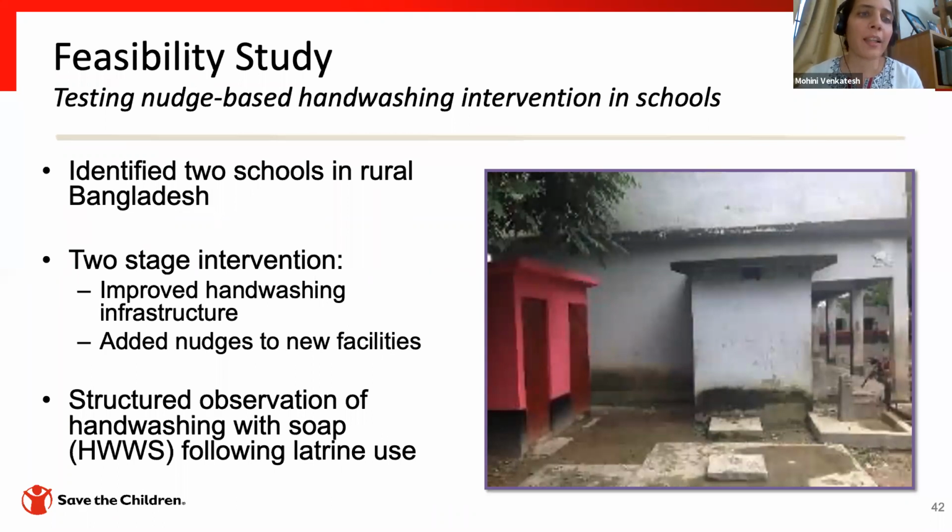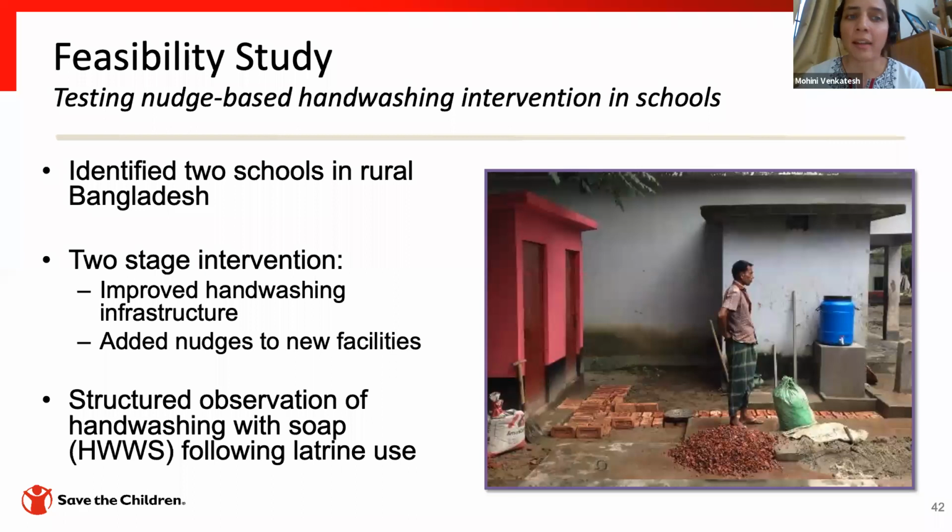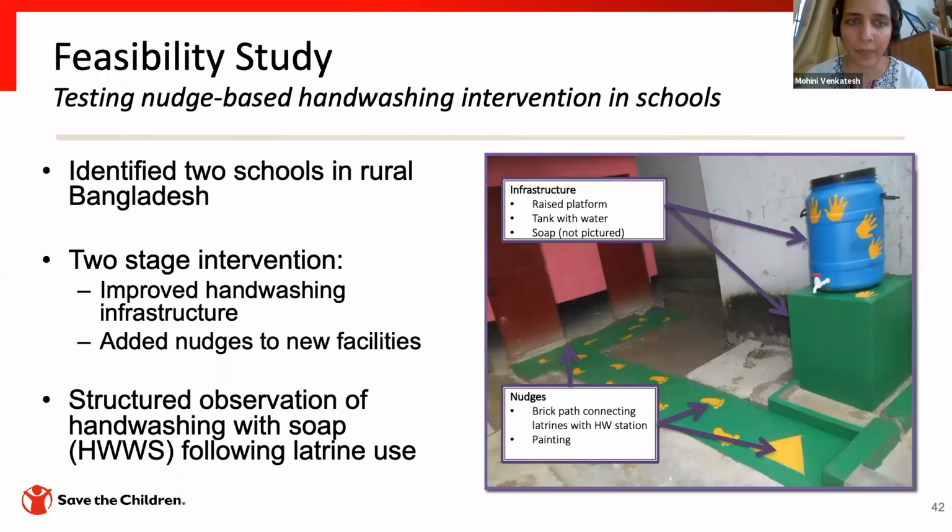And so we developed the nudges in 2 stages where we, one, set up a hand washing infrastructure. And second, we added the nudges to encourage use of that facility. And you can see that there, the infrastructure was a raised platform with a tank of water and soap on the side where you see a handprint. And the nudges were these, initially we had designed them as footprints, but we changed them later to shoe prints because that's also important around the kind of behaviors we want to promote, of use of footwear. And the handprints that you see on the hand washing station. And through structured observation, we measured the hand washing with soap behavior after toilet use. Next slide.